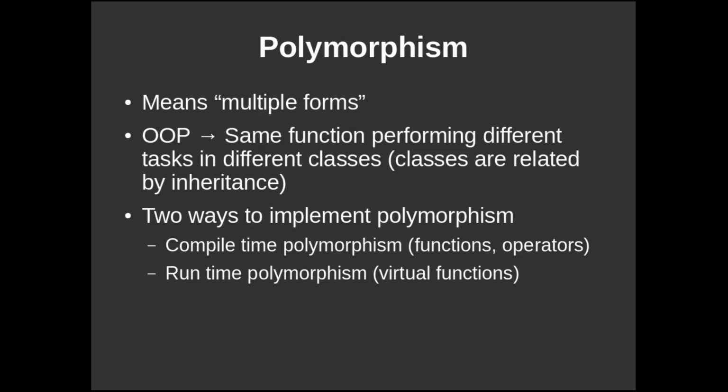The other way to implement polymorphism is known as runtime polymorphism. In this case, we implement a virtual function in the base class, and all the derived classes modify that virtual function as per their requirement. Next, we will see an example of compile time polymorphism through functions.